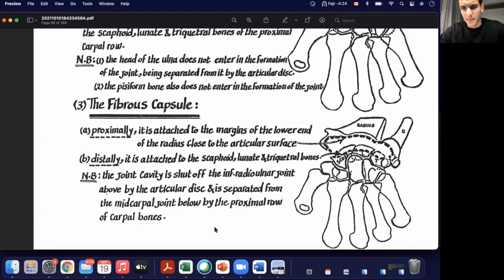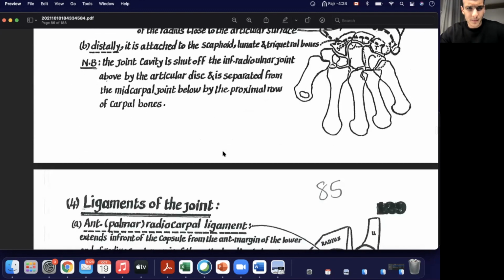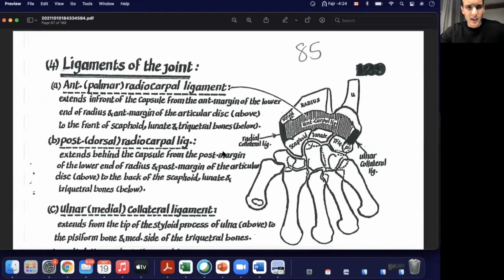You will study more about the joints of the carpal bones in the future. I don't know if you guys need this video, but it's probably a good idea because it's part of the upper limb. I'll create it and explain what they mean in that video. So remember, there is a fibrous capsule that surrounds the wrist joint. Next, we have the ligaments of the joint. What holds this joint? These are important to memorize and know.